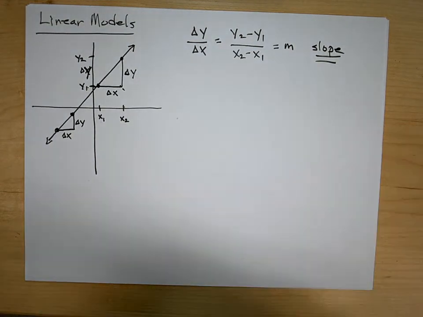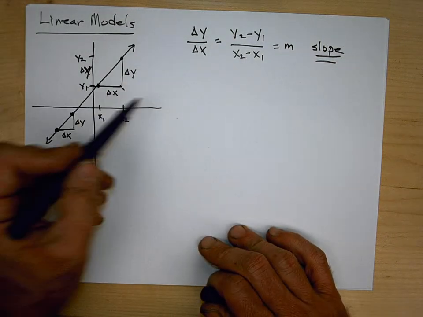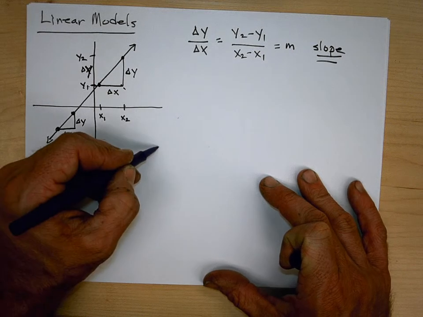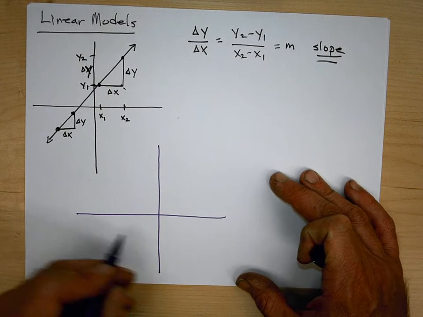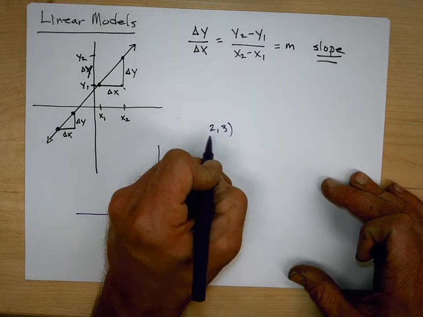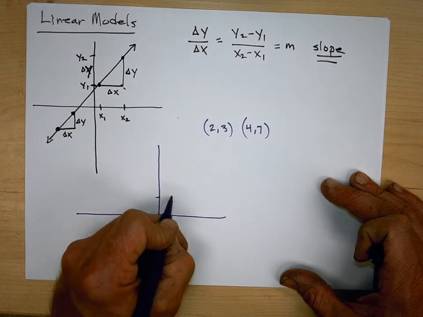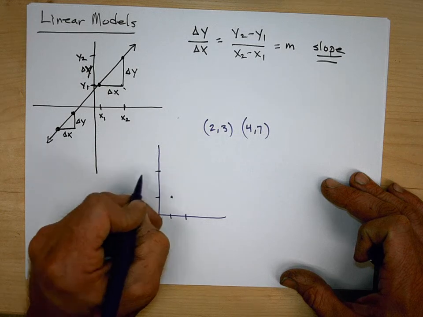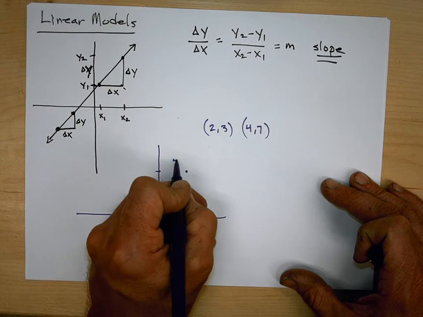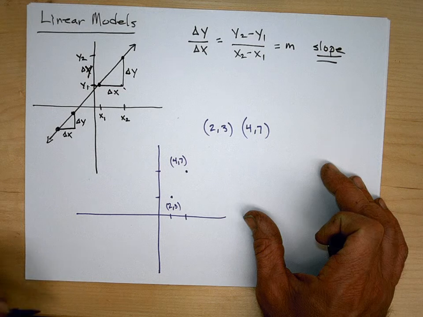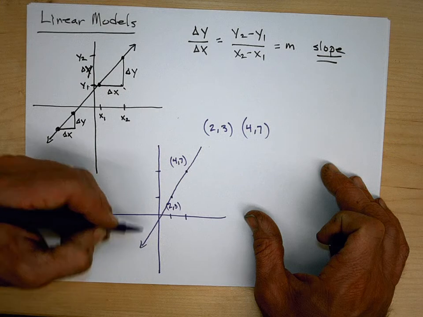So let me give you a specific example, because I know we have a lot of letters and notation going on here. Let's just find the equation of a line that goes through the points (2, 3) and (4, 7). So (2, 3) is right here, and (4, 7) is up here. This is just a rough sketch, but something like this. All right, here's the line.